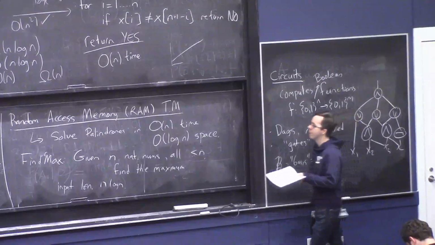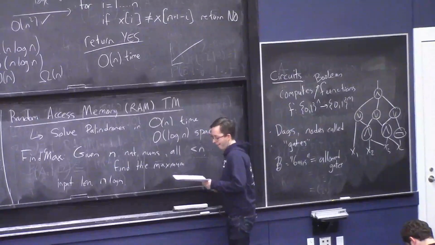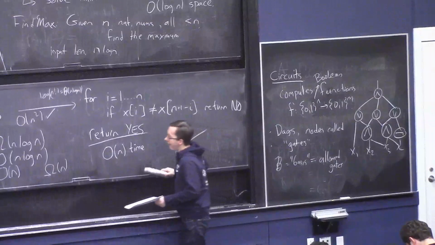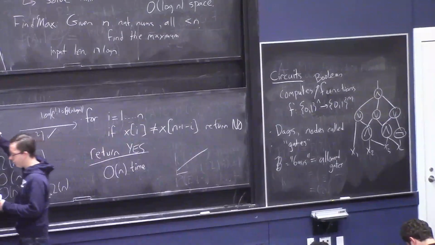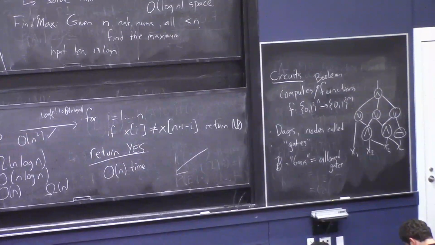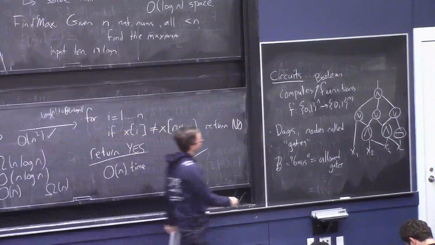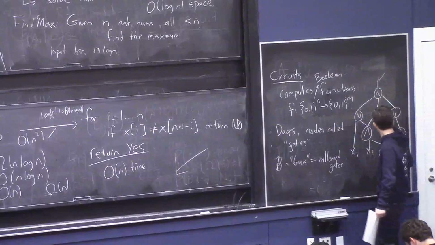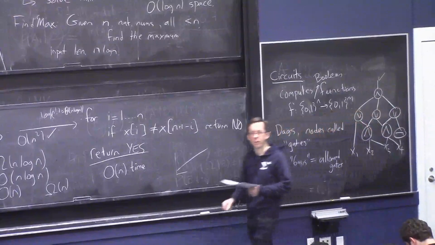Okay, let me continue. Besides these gates like AND and OR and NOT and so forth, you have these special gates at the bottom labeled x1 through xn, which are called the input gates. And usually there's something marked as the output gate, of course. When you plug in bits for x1 through xn, this object computes a Boolean function in a natural way.